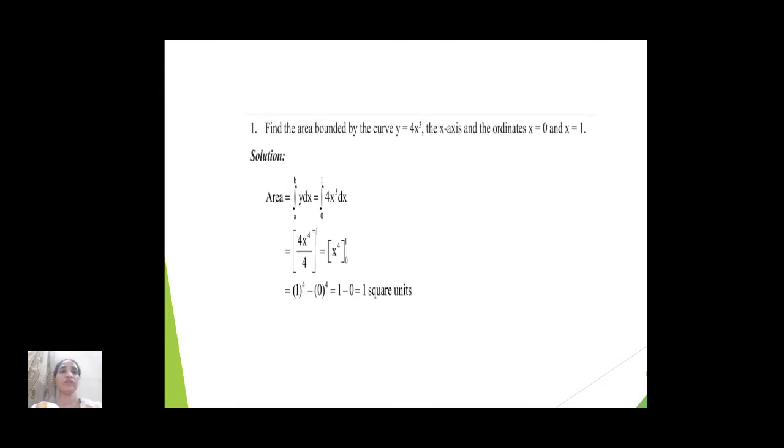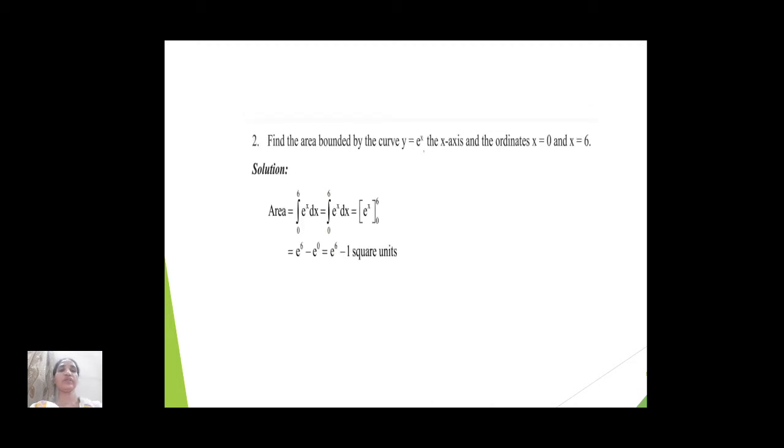First problem, find the area bounded by the curve y equal to 4x cube, the x-axis and the ordinates x equal to 0 and x equal to 1. Then area equal to integral a to b y dx, that equals integral 0 to 1 4x cube dx. That is 4 into integral x cube dx, x power 4 by 4. The 4 gets cancelled, then only x power 4, limits 0 to 1, we get 1 power 4 minus 0 power 4. That equals 1 minus 0, that equals 1 square unit.